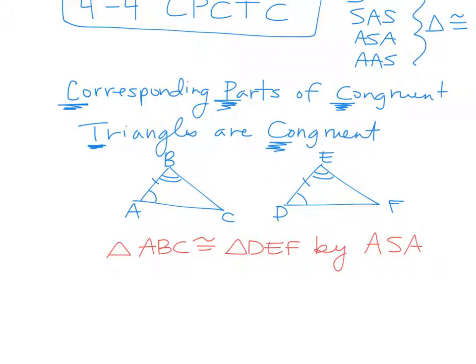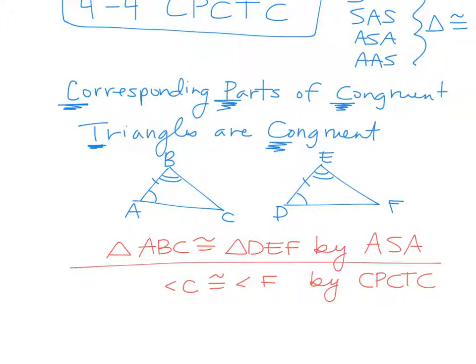Okay? What CPCTC does is it says, okay, well, I know the triangles are congruent. Well, if the triangles are congruent, everything about them is congruent, right? Every angle congruent to every angle, every segment congruent to every segment. So if I know this, then I can say, well, then I know angle C is congruent to angle F by CPCTC because they are corresponding parts of congruent triangles that must be congruent, okay? Or I could also say like AC is congruent to DF by CPCTC.